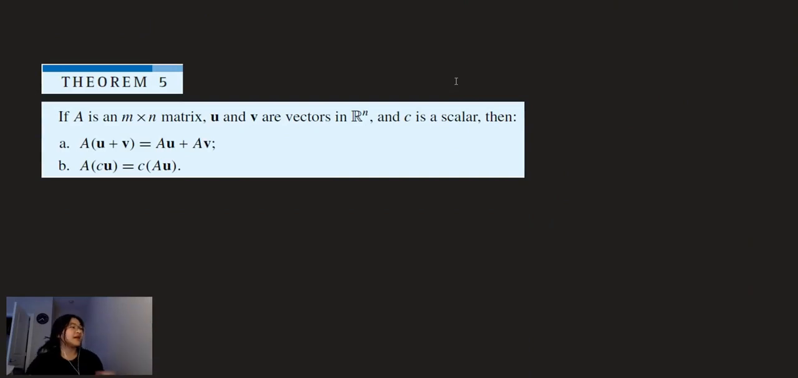Alright, so if we have an m by n matrix A, and u and v are vectors in our n space, and c is a scalar, then our matrix multiplied by the sum of u and v is equal to our matrix distributed, A times u plus A times v. And when we have our matrix A multiplied by some scaled up version of u, then we can take that scalar and multiply it later. So we can have the scalar multiplied by our matrix multiplied by our vector. So that's nice. I think you can probably justify those to yourself.